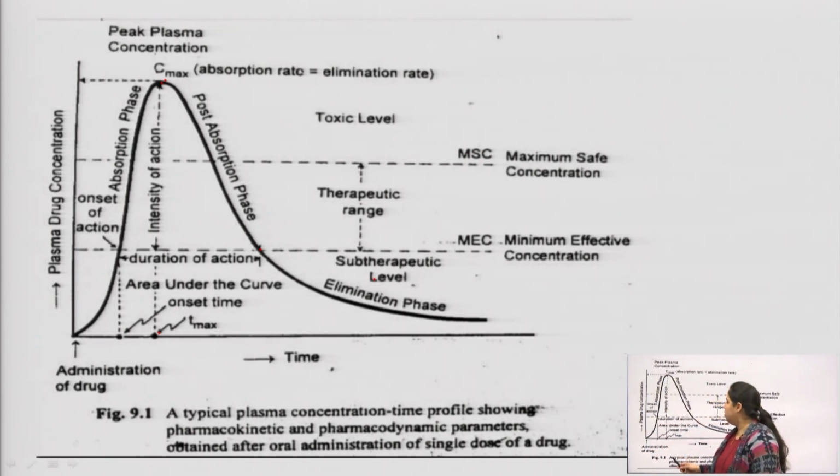So, that is why it is called the plasma drug concentration profile curve, as we are identifying different levels of plasma concentration of drug with respect to time. So, I hope you understand this plot with each and every point.